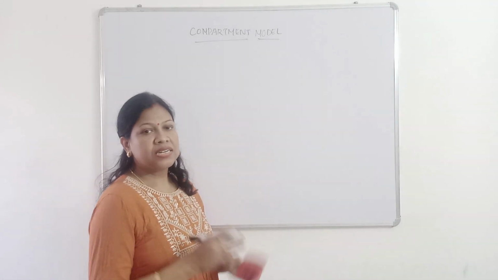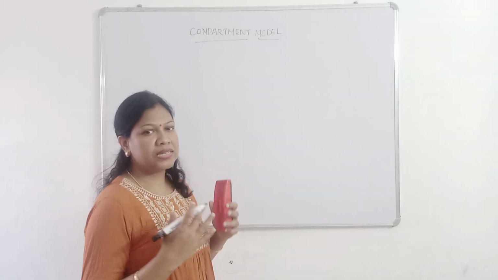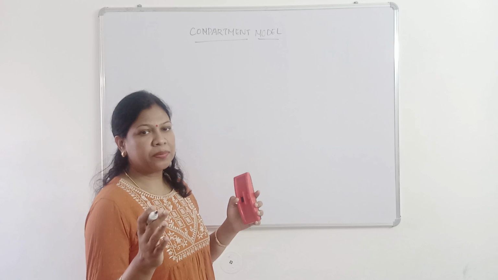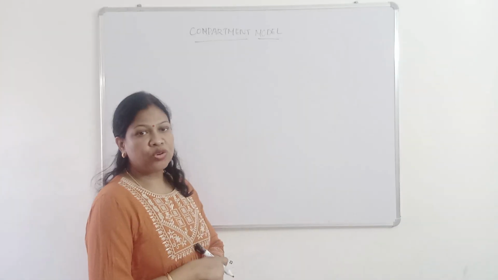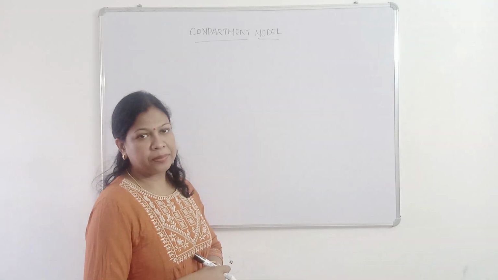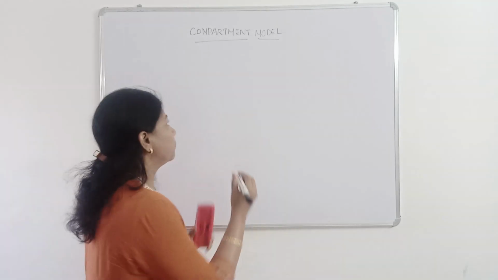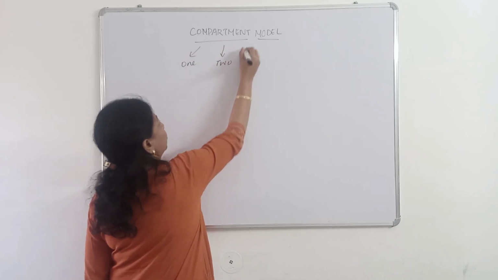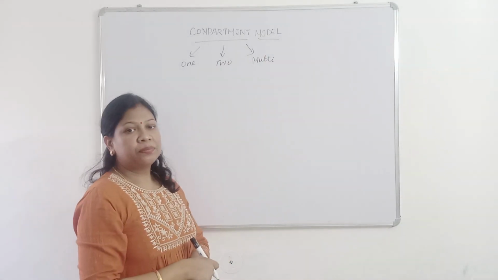As we already discussed, compartment models have different compartments, like a train has different compartments: one compartment, two compartments, three compartments. So there are so many compartments in a train. Similarly, we are going to explain the pharmacokinetics of the drug by dividing the body into different compartments. Depending upon the number of compartments, the compartment model can be classified as one compartment model, two compartment model, and multi-compartment model.